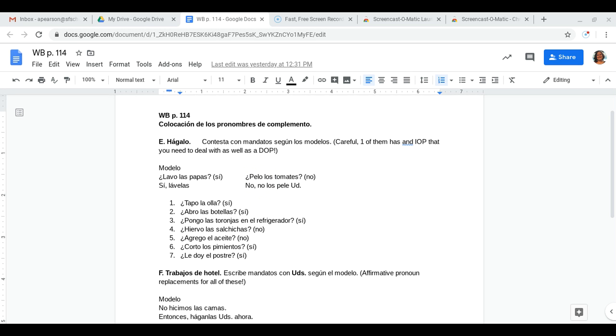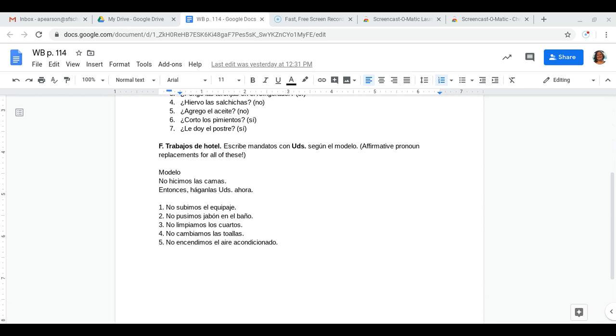It would become pele. Now, since it's a negative command, those pronouns, or the pronoun in this case, just one, is going to come before the verb. Your direct object is los tomates. It's masculine plural, so we are going to replace it with los, and your command becomes no los pele usted. You can put the usted on or not. I'm not going to take off points for that.